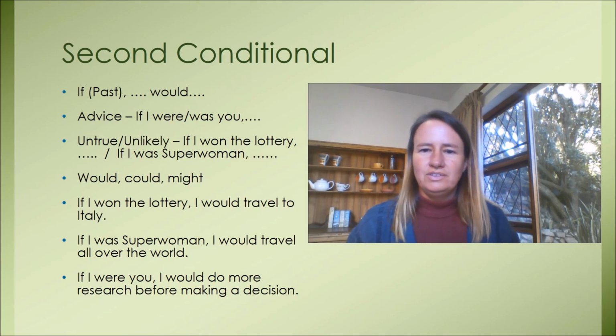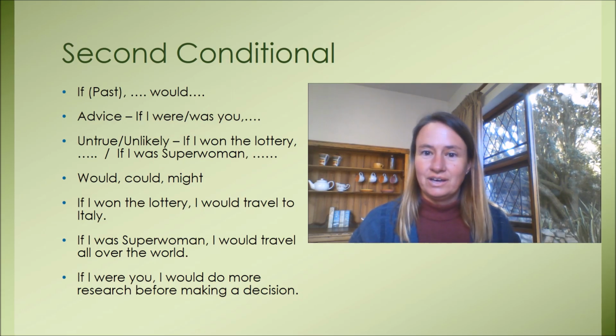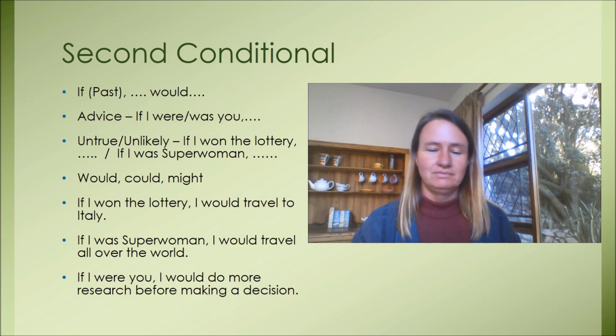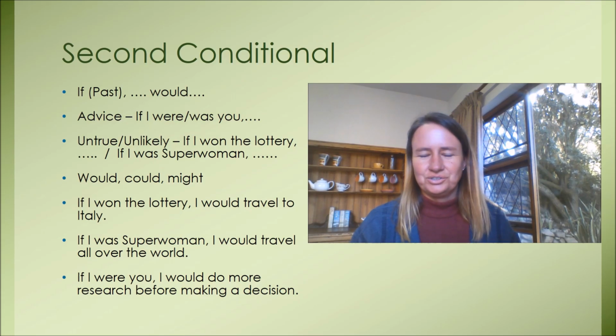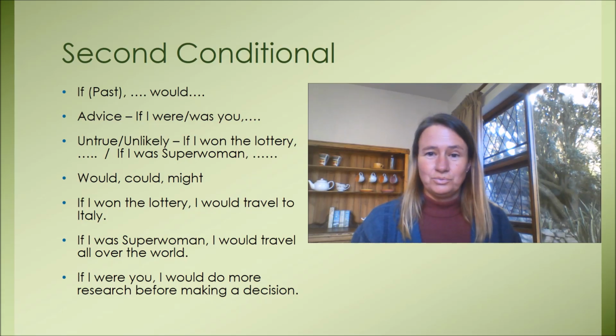Okay. Then we have these untrue, unlikely situations as well. Unfortunately. If I won the lottery. Okay. Or if I was Superwoman. If I was Batman. Okay. So, unlikely situations, I'm probably not going to become Superwoman. Unlikely, I'm probably not going to win the lottery either.